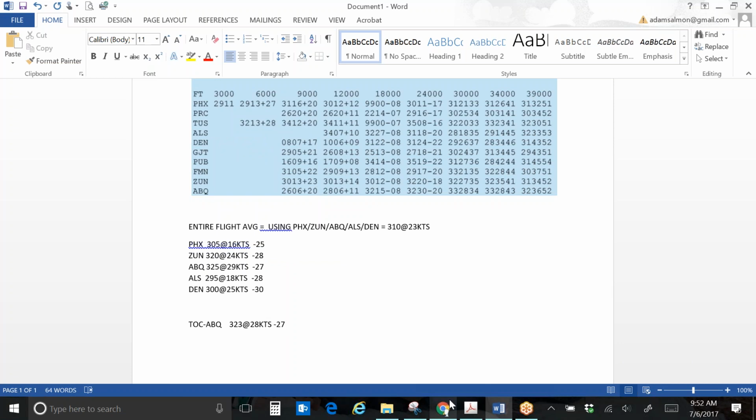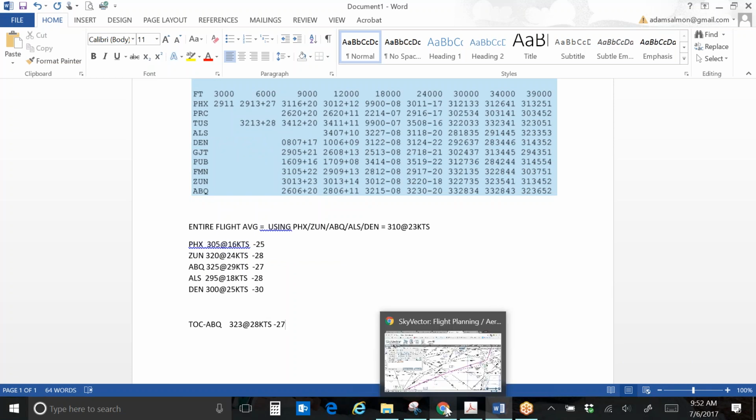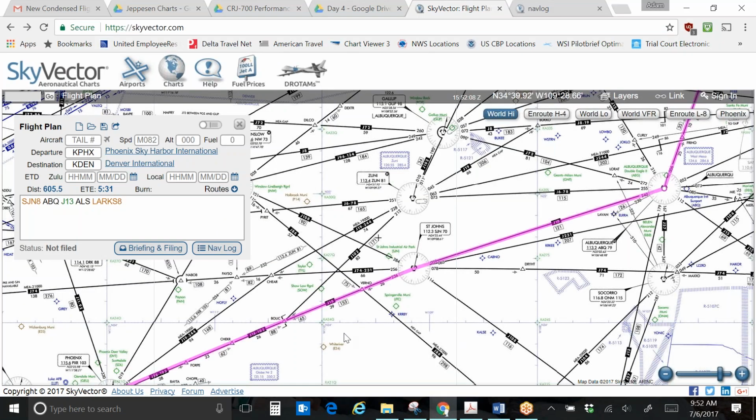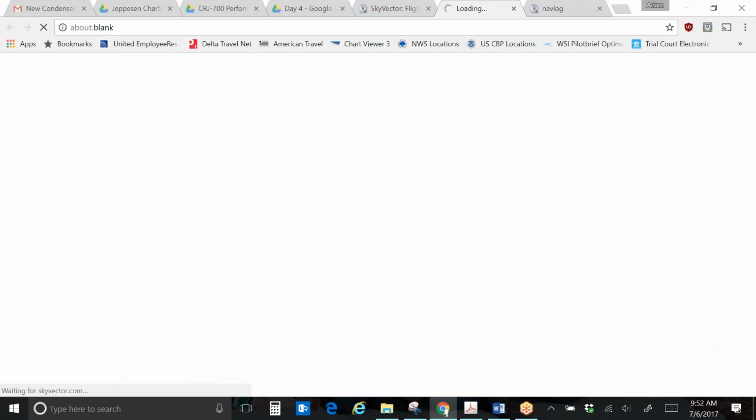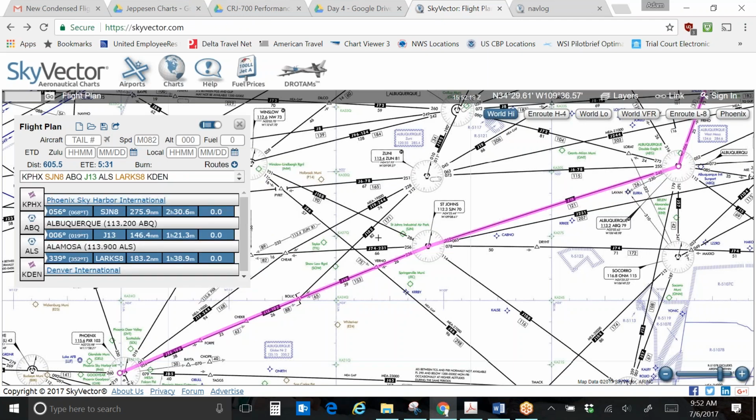Now we need to know what heading we're going to be using on this leg. So coming back into here, let's look at my nav log. Sorry, go back out, turn this one on. Okay, so from Phoenix all the way to Albuquerque, it's basically saying we're doing 056. So we can kind of keep with that general heading. That's the heading we want to be on.